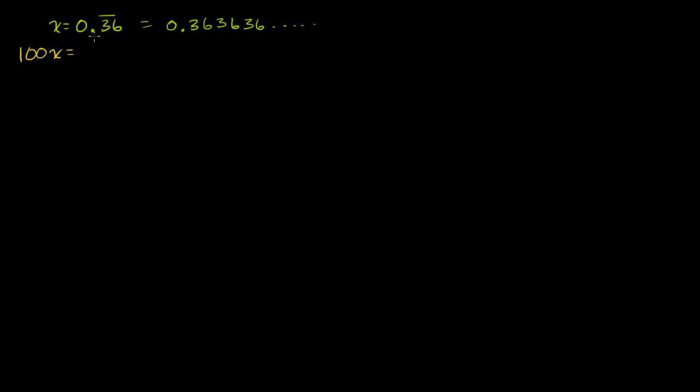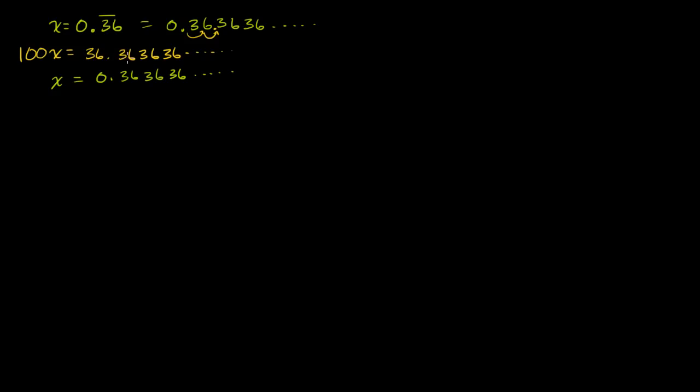So 100x is going to be equal to what? We're shifting this 2 to the right, 1, 2. So 100x is going to be equal to, the decimal is going to be there now, so it's going to be 36.363636, on and on and on forever. And then let me rewrite x over here. We're going to subtract that from the 100x. x is equal to 0.363636, repeating on and on forever.